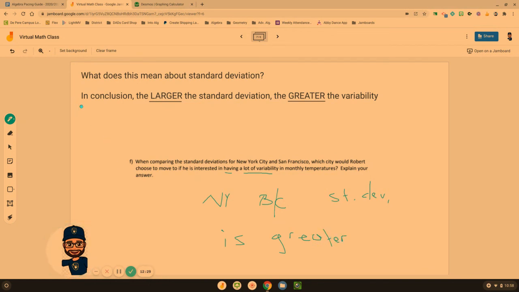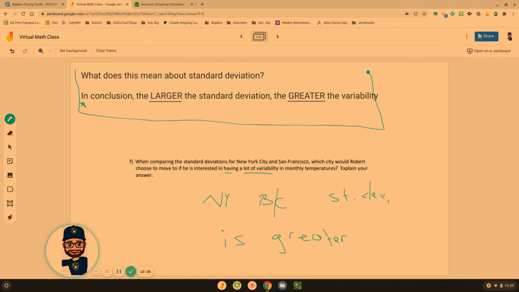And that's this key statement right here, right? I would make sure that you have this written down somewhere so that you know the larger the number is for standard deviation, the greater the variability, the more spread out it actually is. That's standard deviation, folks. You're going to get some practice problems to work on today, just a couple to help you go through that process of finding it.